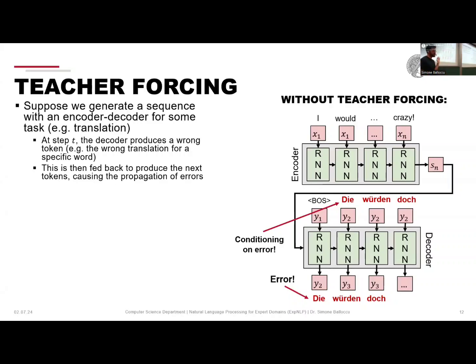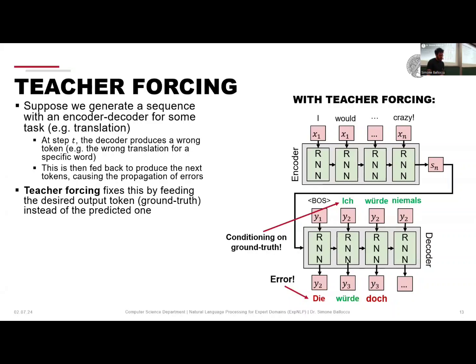Does it completely destroy the training? No, because then the loss is going to be horrible and you're going to redo it again. But it slows down learning. It's a problem. It makes us waste resources. So teacher forcing fixes this by feeding the desired, the ground truth token instead. So no matter what our decoder produced, we're going to feed the right one. Is it cheating? No, because it's during training, so it doesn't matter.